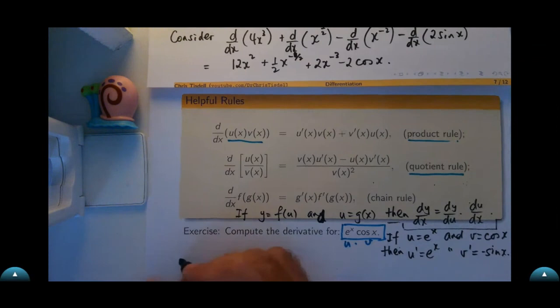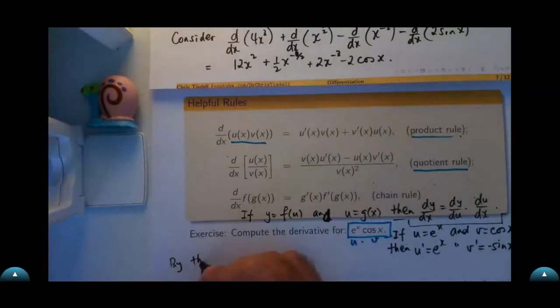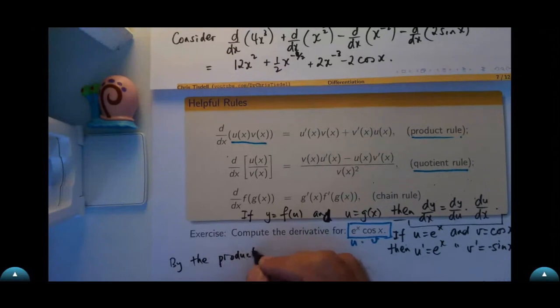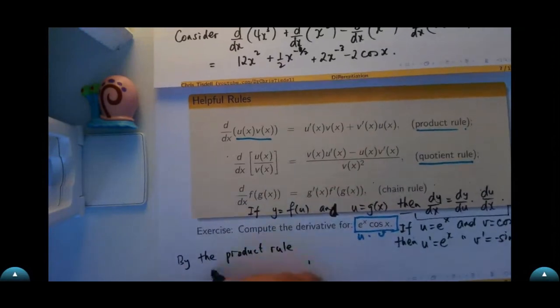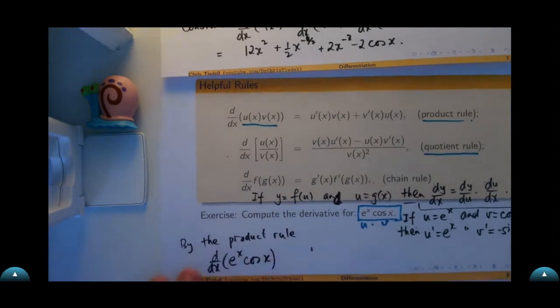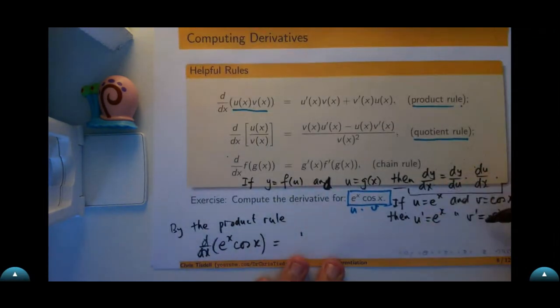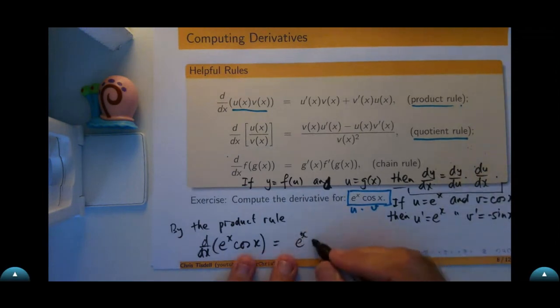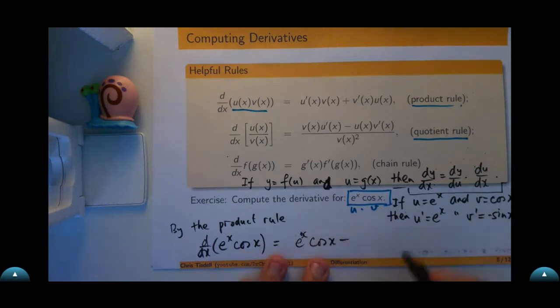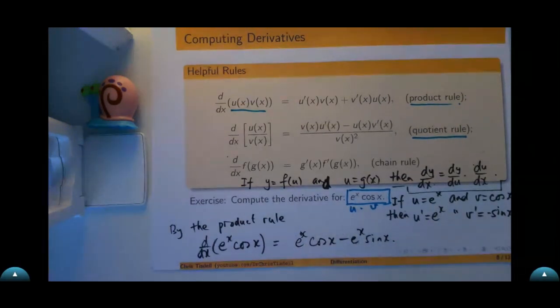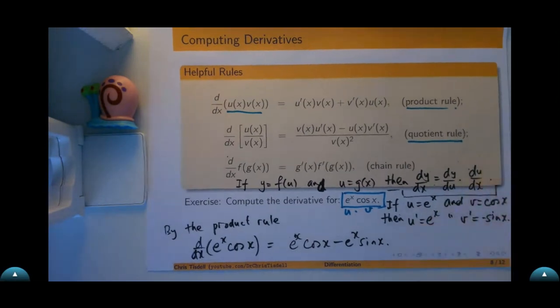All right. So by the product rule, the derivative of e to the x times cosine x is that times that plus that times that. Okay, so let's do the second one first. E to the x cosine x minus e to the x sine x. And you can factor out the e to the x if you like. There you go.